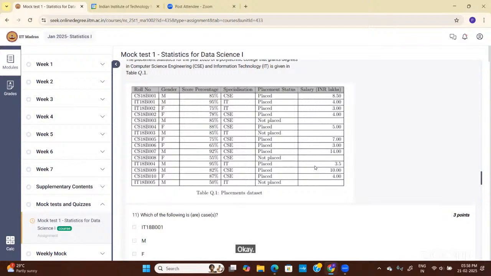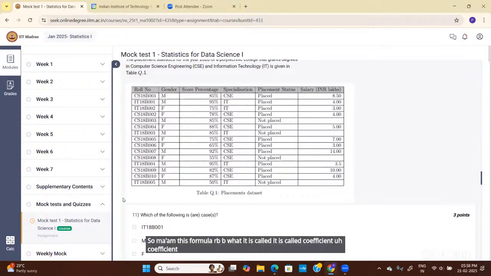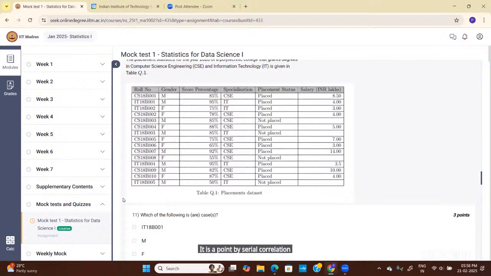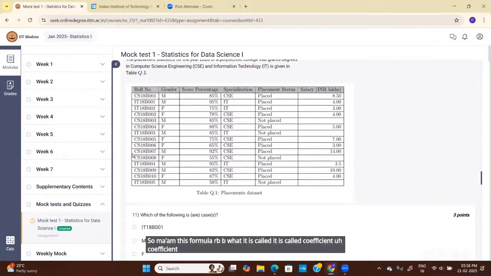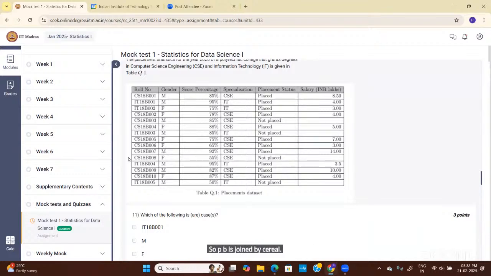So, ma'am, this formula here, r_pb, what is it called? It is called the point biserial correlation coefficient. PB is point biserial, and r represents correlation in general.